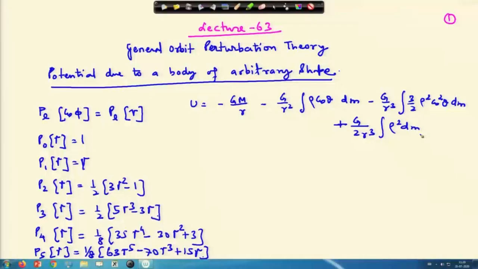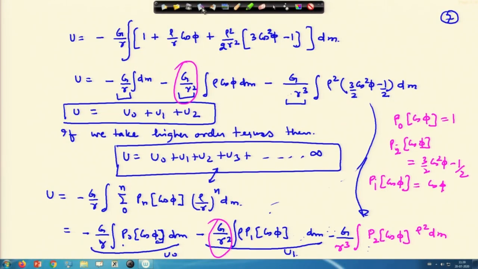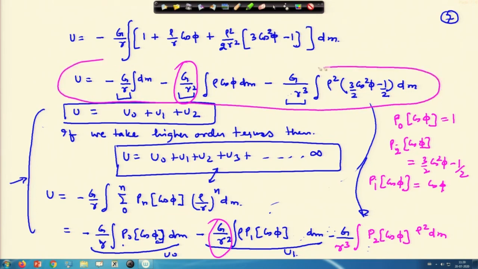Welcome to lecture 63. We have been discussing potential due to a body of arbitrary shape. We will continue with that. If you remember, in the last lecture we were deriving this expression for the potential. We have got this expression for the potential up to the second degree.